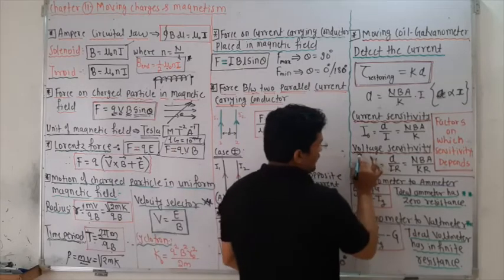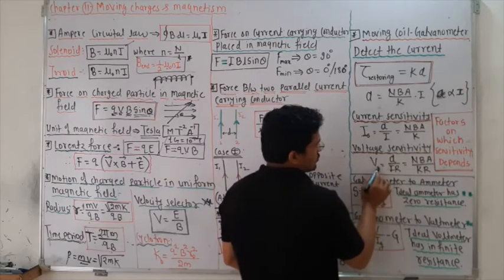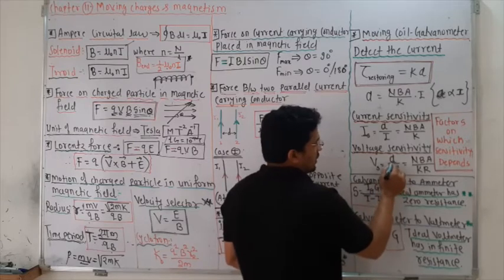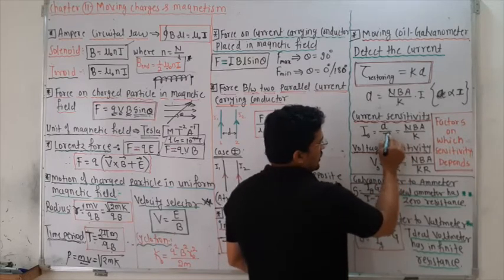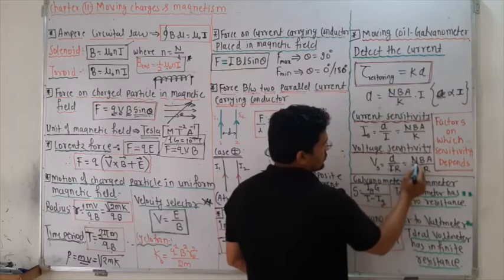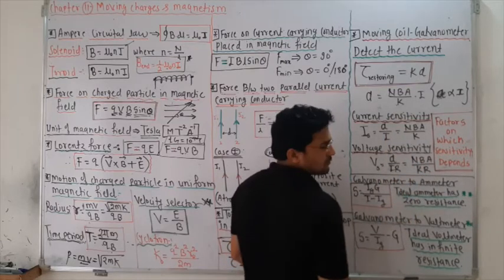Next, the voltage sensitivity. Voltage sensitivity is equal to alpha divided by V, but V is equal to IR. Now if you place alpha, I will cancel out, and you get NBA divided by K into R.